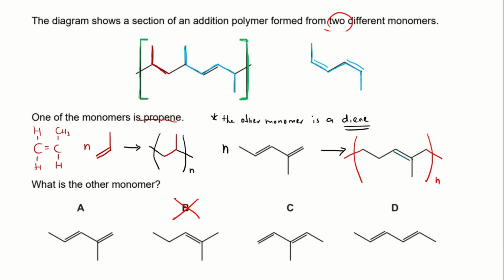Let's compare this structure to the answers in A, C, and D and see which one matches the structure of the monomer that we have found. For the carbon atoms, carbon number 1 is bonded to an alkyl group. Same goes for carbon number 4. So the answer is D. Carbon number 1 and 4 are bonded to alkyl groups. The answer to this question is D.